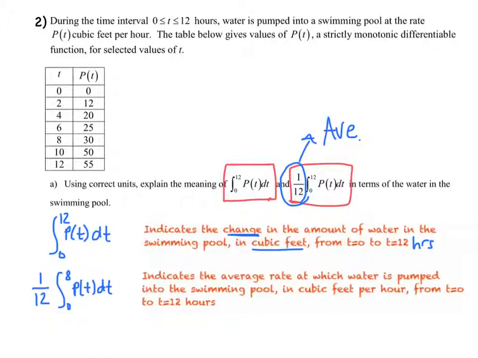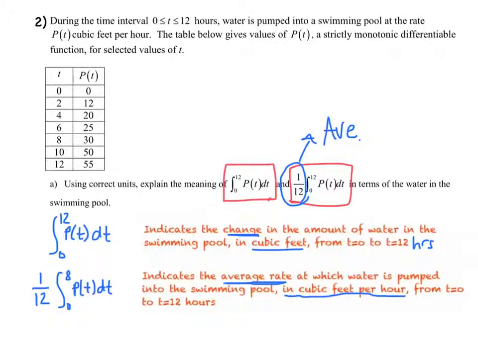Okay, so that's super important. All right, the second sentence is for the average one. And so if I read this, it says indicates the average rate at which the water is pumped into the swimming pool in cubic feet per hour from t equals 0 to t equals 12 hours.